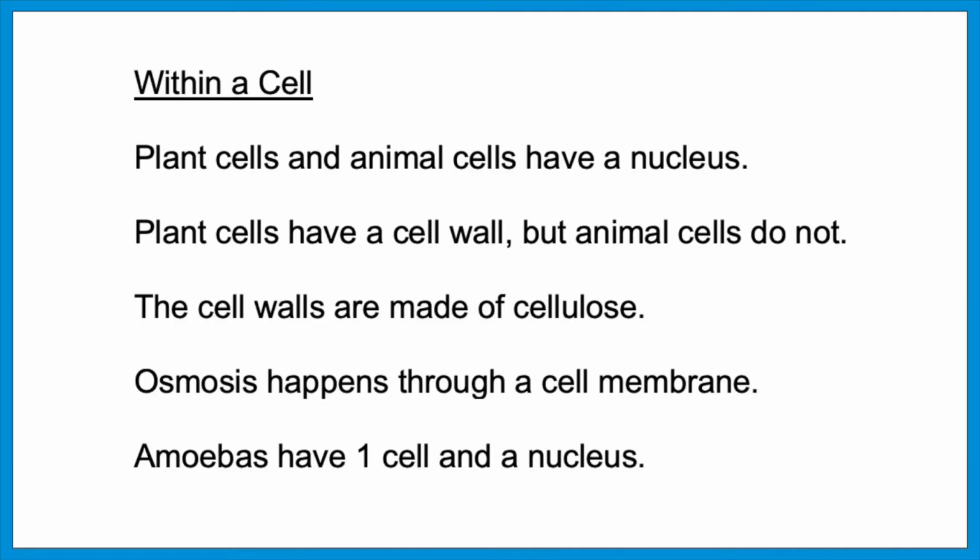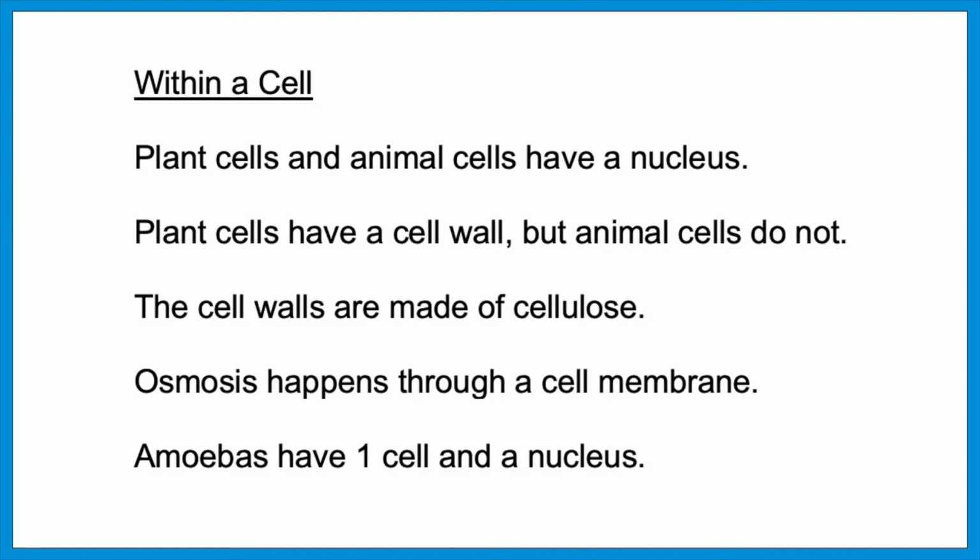The December 2018 test wanted you to know that plant and animal cells both have a nucleus, but only plant cells have a cell wall. Animal cells do not. A July 2020 question threw in the fact that those cell walls are made of cellulose and not cholesterol. And another recent test question wanted you to know that osmosis happens through a cell membrane.